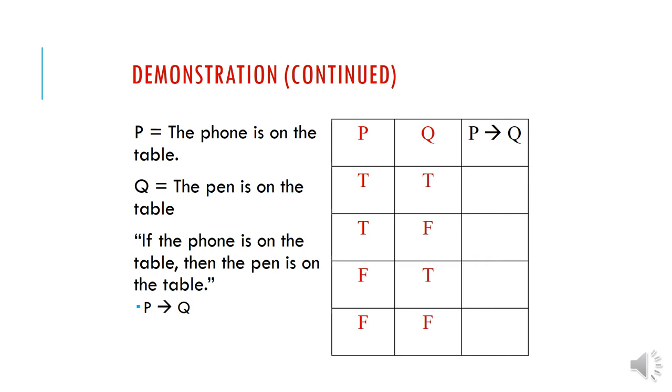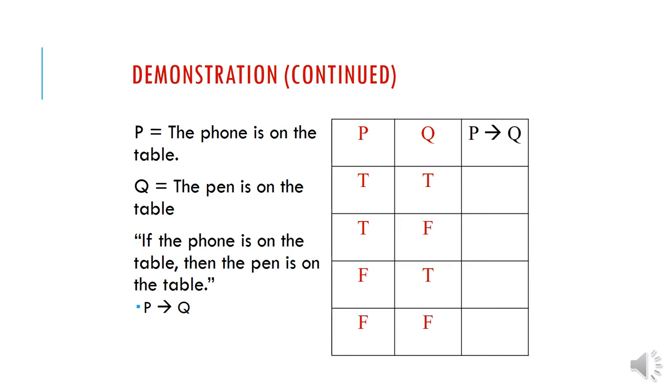In row three, I'm saying, if the phone is on the table, then the pen is on the table. Here, we actually see that the truth function is true when the antecedent, the part coming before the arrow, is false. Because when we use if-then claims, we're speaking hypothetically about a state of affairs. And if the antecedent, the first part, is not true, we do not need the second part.